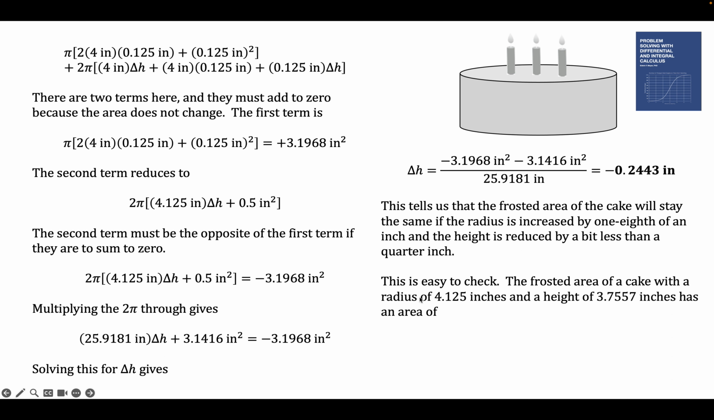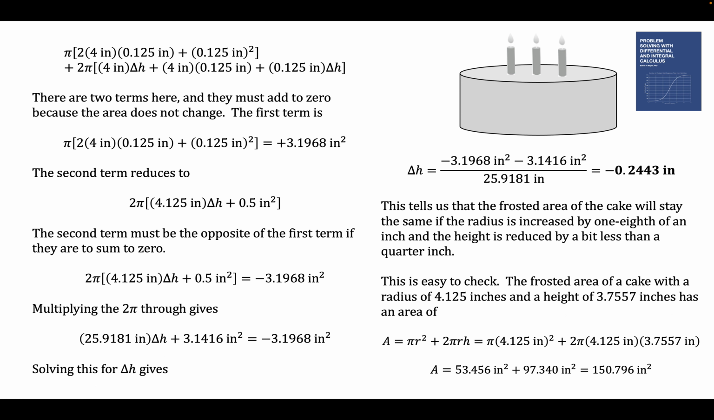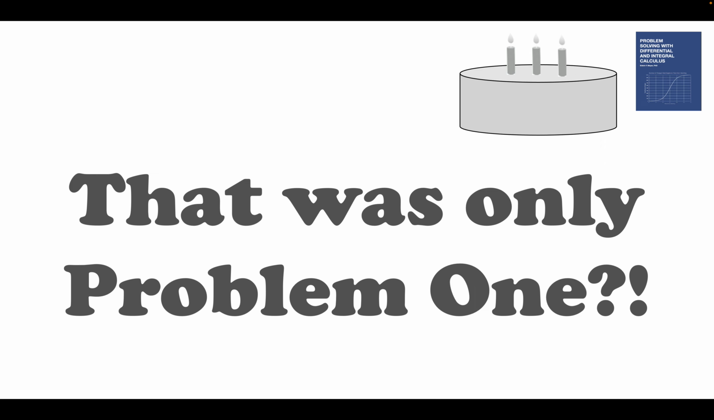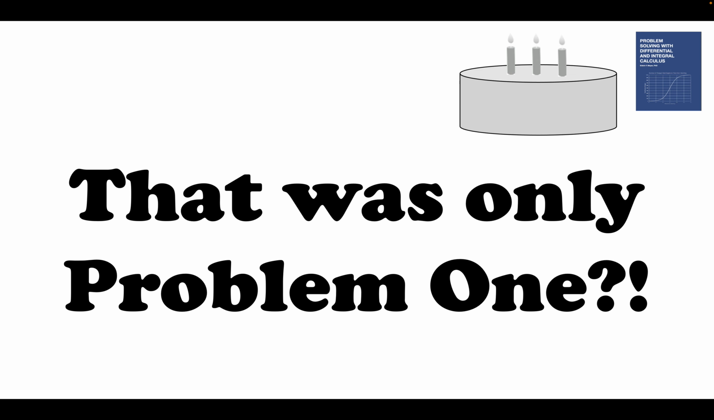And we increased the radius from 4 to 4 1/8. And we can use the normal equation to calculate. We have the height and the radius. We just plug in the numbers, and we get 150.796, and that's the same area we had for 4 and 4. And that was just problem 1 on this test. Yikes.